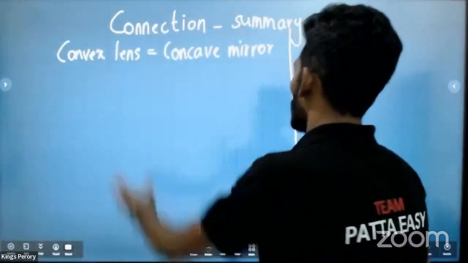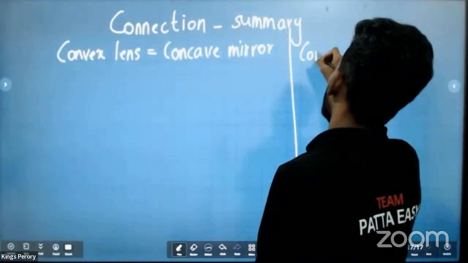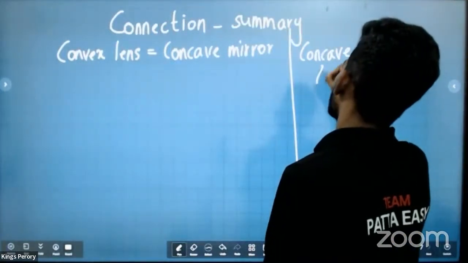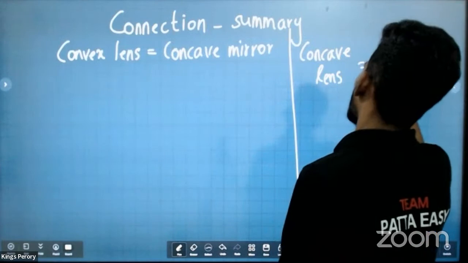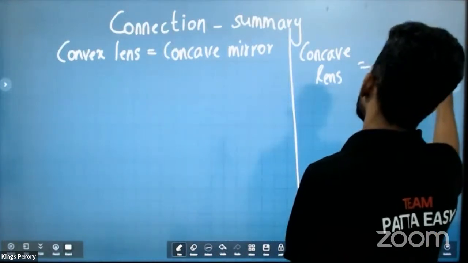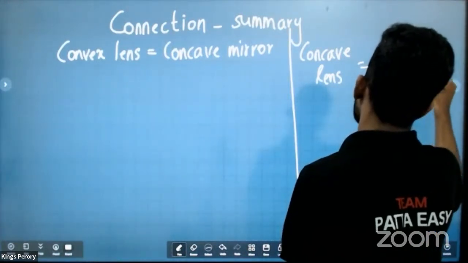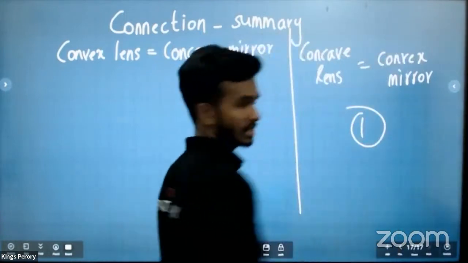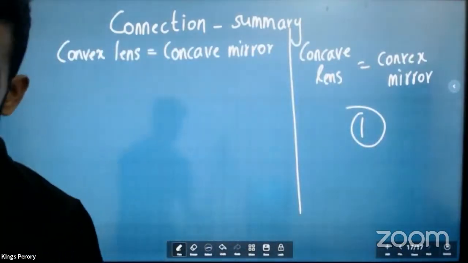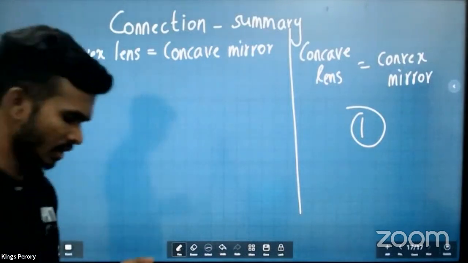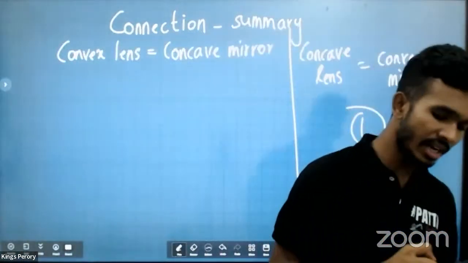Next coming, opposite topic. Concave lens and convex mirror, their ray diagrams are same. Only one ray diagram is there. Both the ray diagrams are same. Okay. So interconnect it and study.